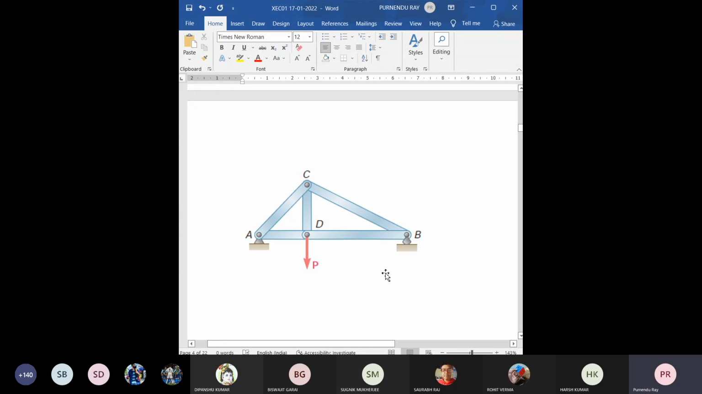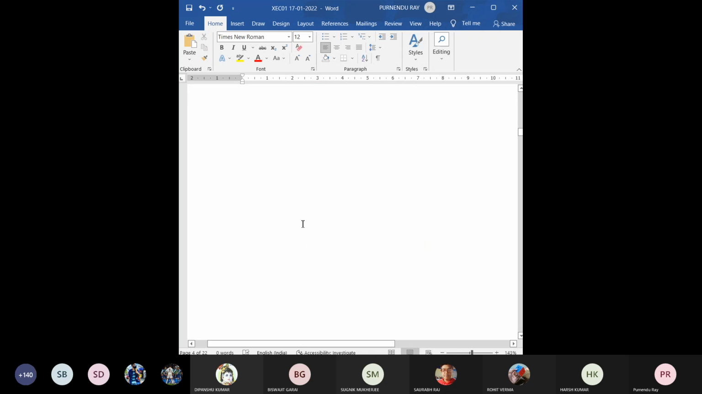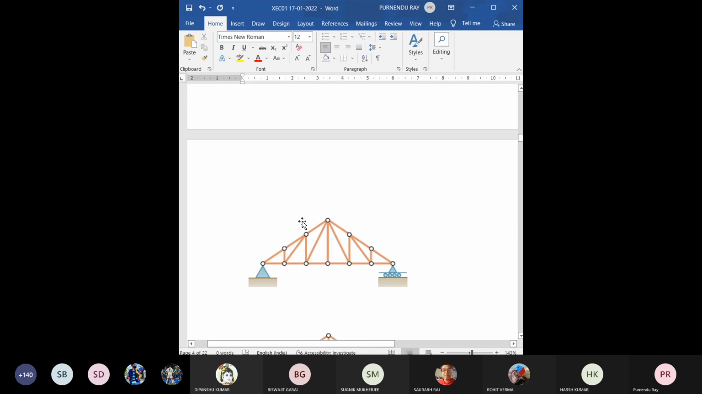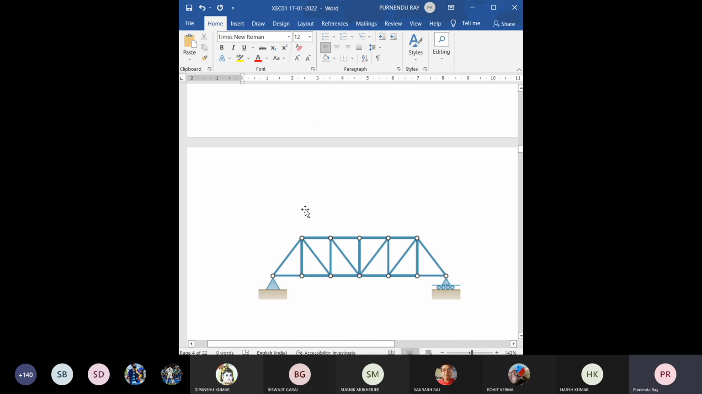Okay. Now what about the free body diagrams? First of all, we must understand the overall free body diagram. That overall free body diagram will give you, sorry, these are some other diagrams.